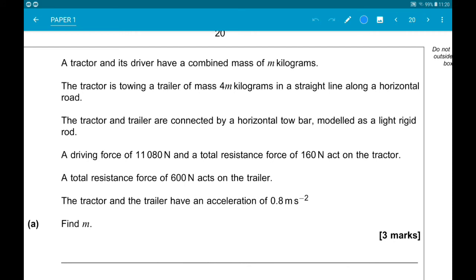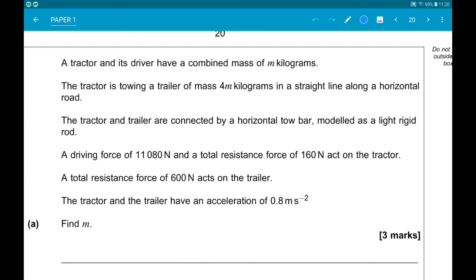We are told a driving force of 11,080 newtons and a total resistant force of 160 newtons act on the tractor. A total resistance force of 600 newtons acts on the trailer. We are told the tractor and the trailer have an acceleration of 0.8 meters per second squared.